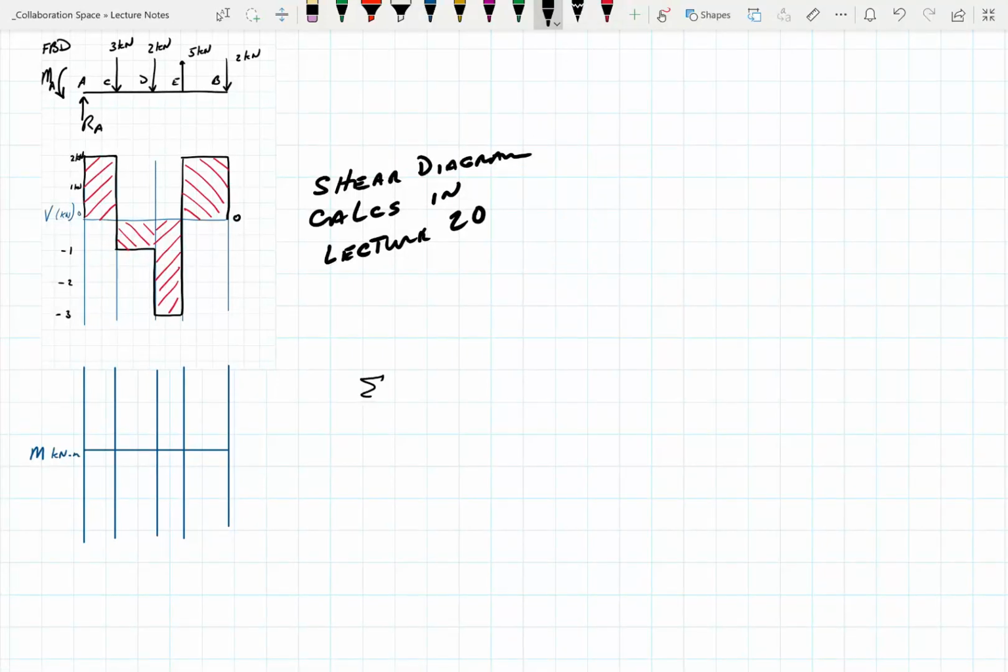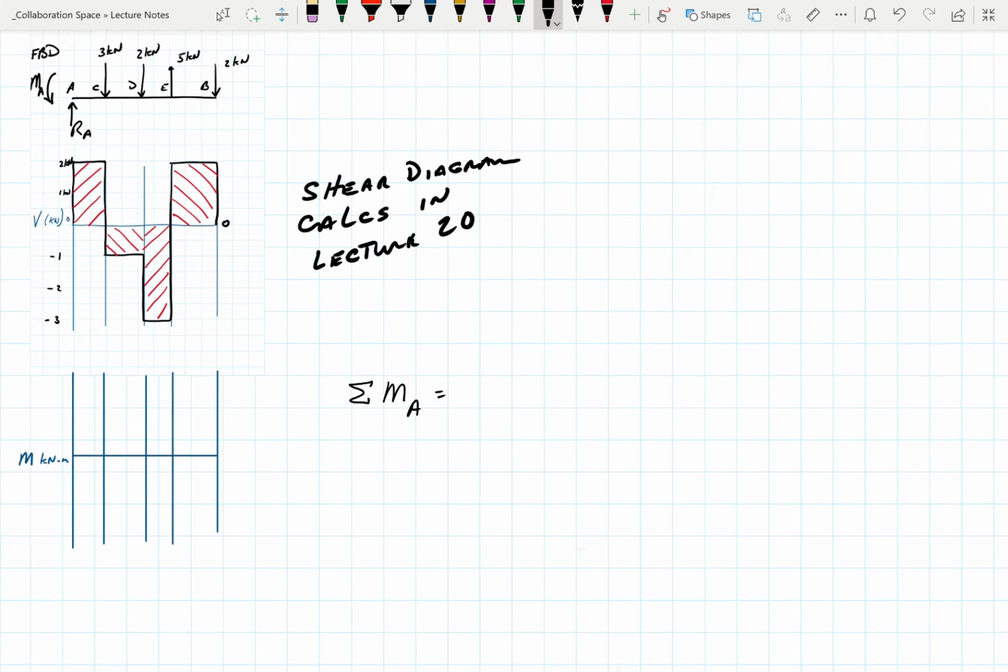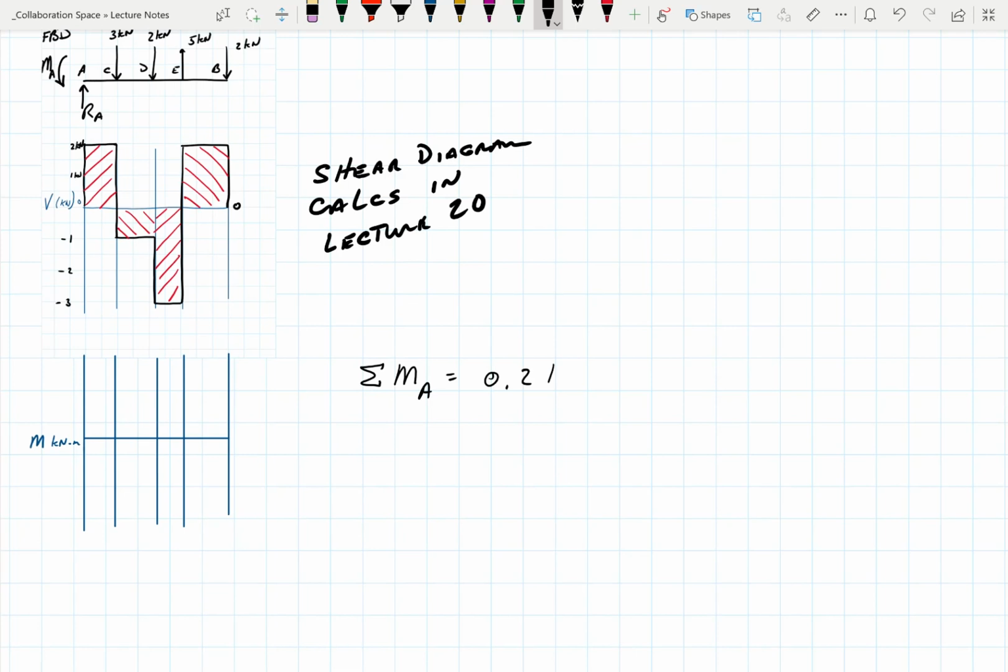All right. Sum of the moment about A is what? We calculated that up here. Remember we did that? And that actually had a value of what, 0.2 Newton meters? Yeah. So 0.2 kilonewton meters, all right? Or 200 Newton meters, whichever way you want to put them in your system, okay? And that was positive.